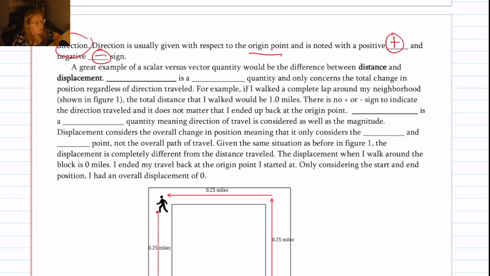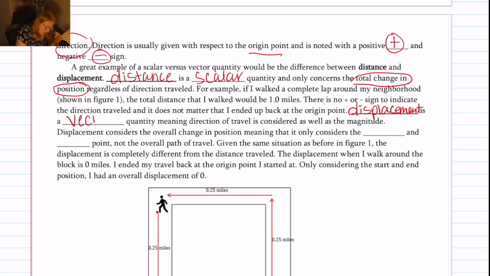The first example we're going to give of a scalar quantity versus vector is distance versus displacement. Distance is a scalar quantity, meaning it's only going to give the magnitude and the total change in position regardless of direction. It doesn't care if you're moving left or right or up or down. All it cares about is how much did you move. Whereas displacement is the vector version of that. So they kind of go hand in hand, but distance is scalar and displacement is the vector quantity.